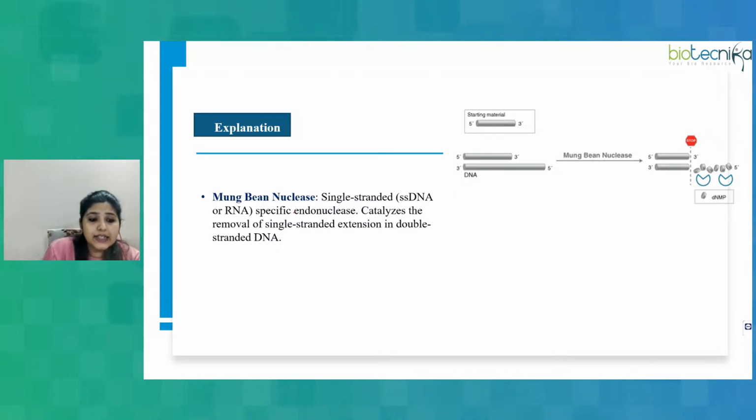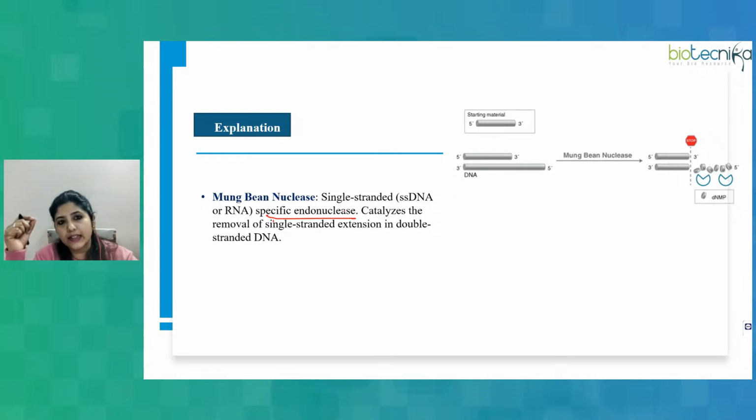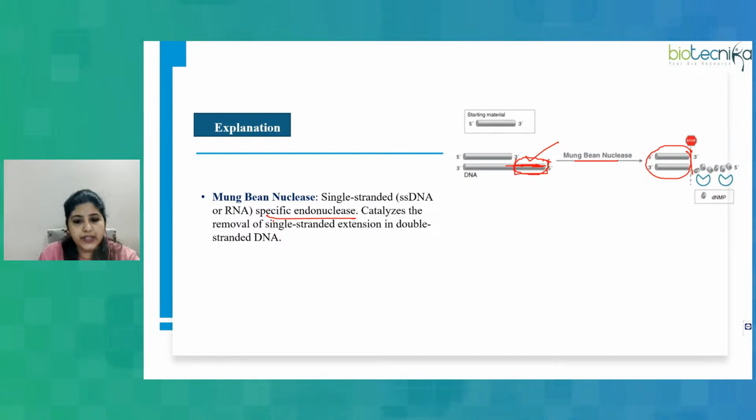So it's actually a single stranded specific endonuclease. That is, wherever it sees a single stranded extension in double stranded DNA, it cuts there, like here it is shown. This is the single stranded portion, right? It doesn't have a complementary strand. So mung bean nuclease can cut it and convert your sticky ends into blunt ends, right? Because this is an overhang region, some stretch of sequence that is single stranded in double stranded DNA, so it is converted to blunt end.